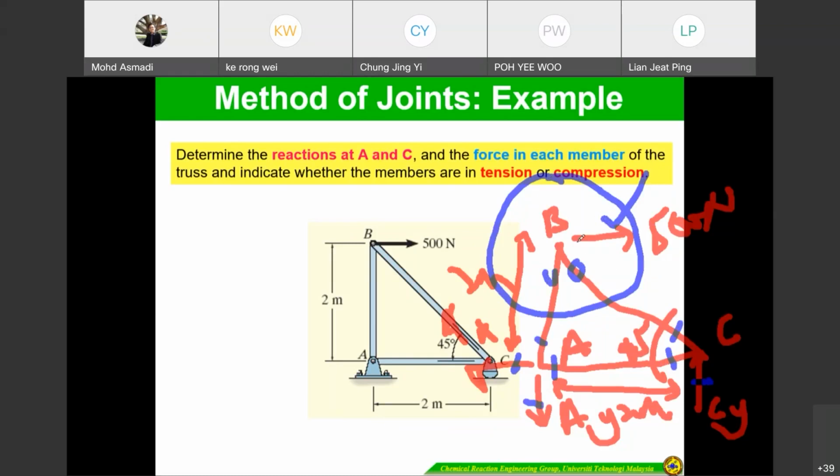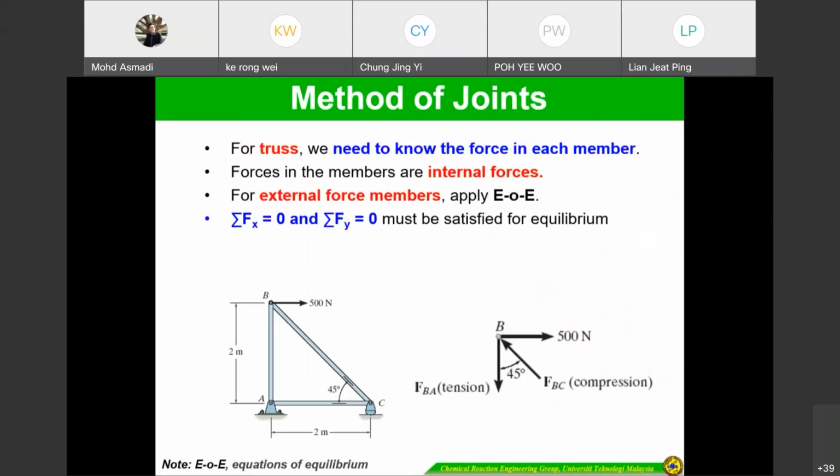So if you look back at the procedure for the analysis, draw the free body diagram with at least one known and two unknown forces. So you have to remember that: at least. Meaning that we can start from the joint B. For the truss, we need to know the force in each member, because members are internal forces. For the external forces, apply the equations of equilibrium. So we start with the point B.